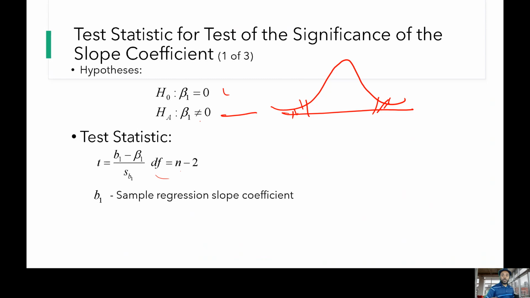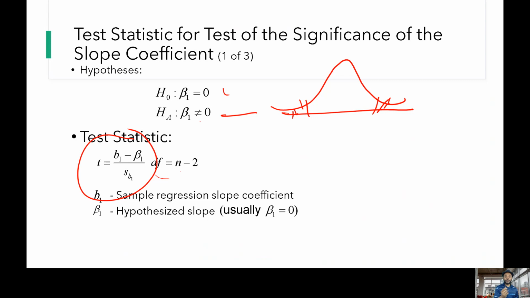It's n-2 because we have to factor in two variables here. B1 is the sample regression slope coefficient. Beta 1 is the hypothesized slope. This is how to compute the test statistic, but you would not do it by hand. I will show you again in Minitab. All right, let's move on.